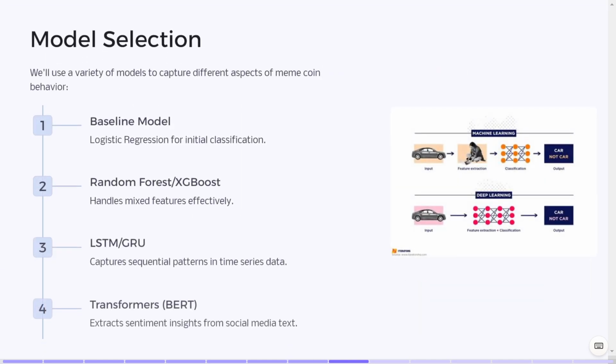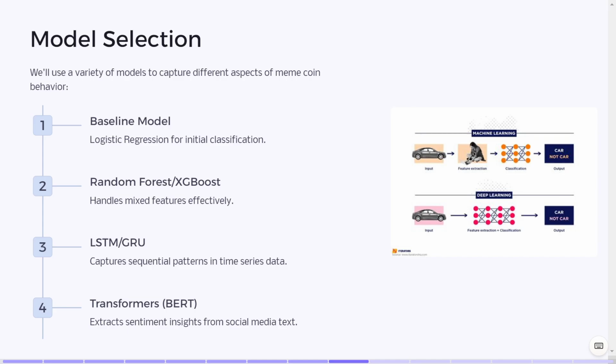We started with a baseline logistic regression model for classification. While simple, this model provided a good starting point for evaluating the predictive power of our features. We then moved on to more advanced models like Random Forest and XGBoost, which excel at handling mixed feature types and complex interactions. For time series data, we used long short-term memory, LSTM, and gated recurrent unit, GRU, models, which are designed to capture sequential patterns. Additionally, we employed transformer models like BERT for sentiment analysis, leveraging their ability to understand the context of social media posts. We compared the models based on performance metrics, interpretability, and computational efficiency, selecting the best one for each prediction task.